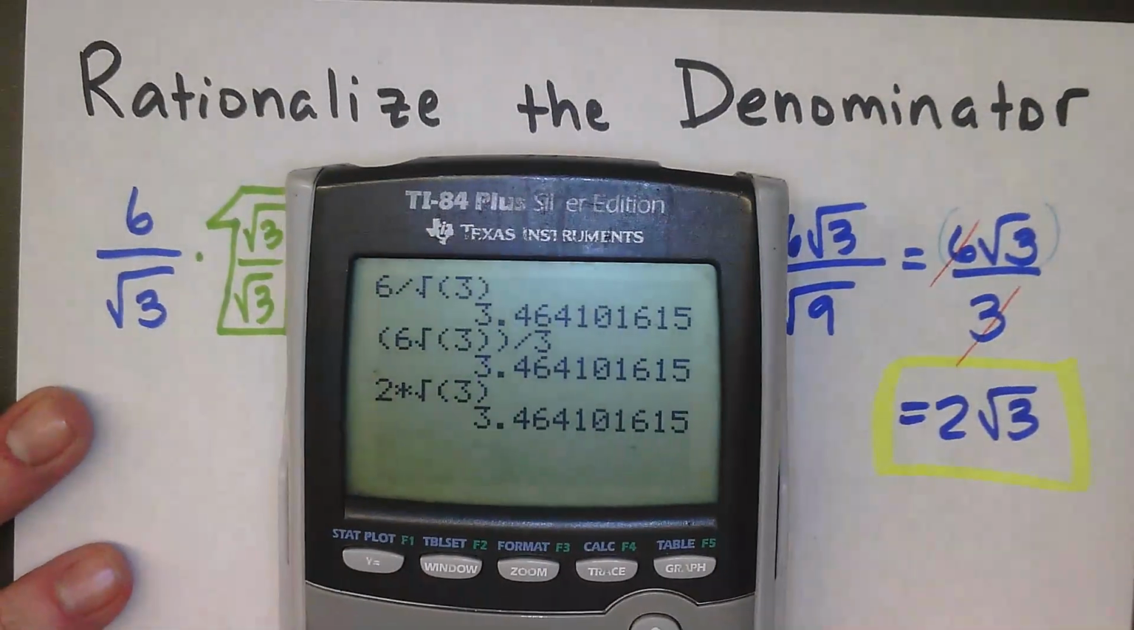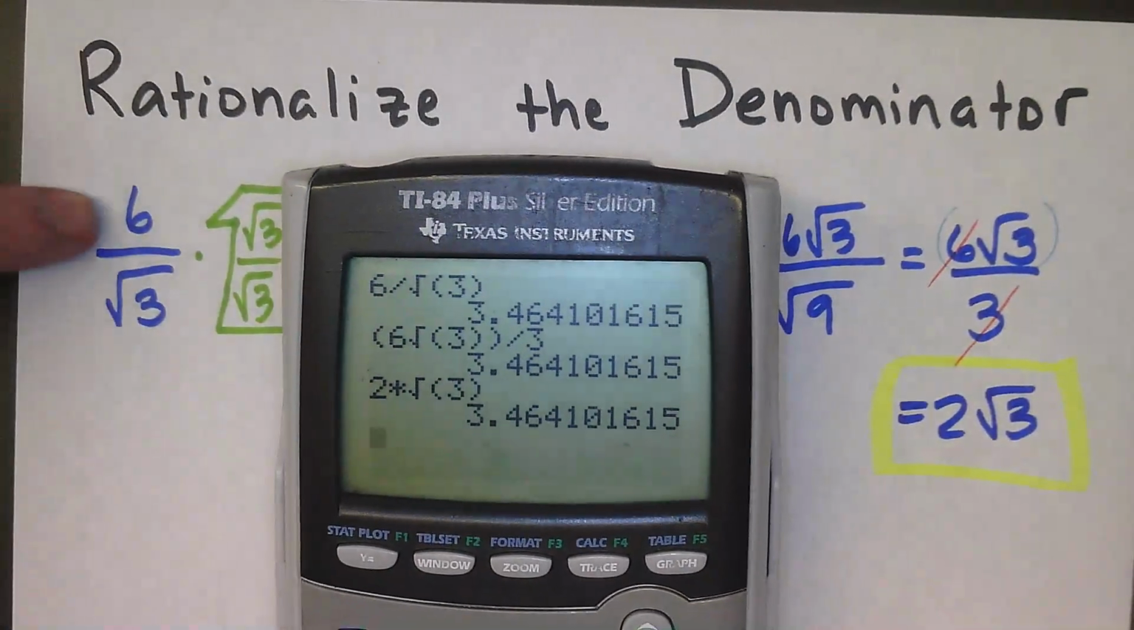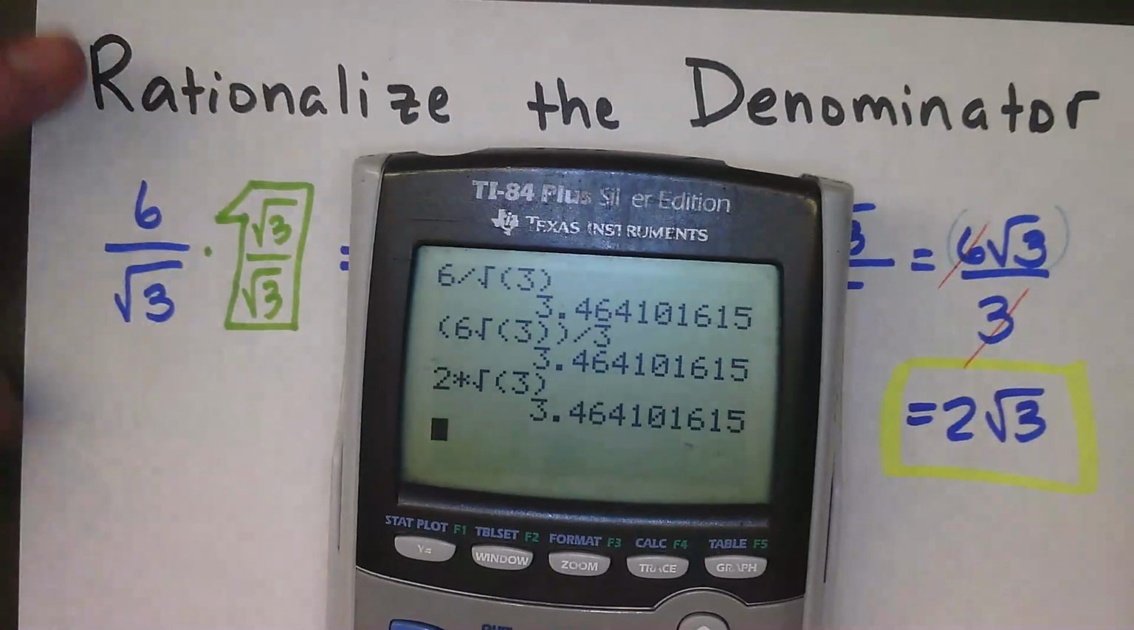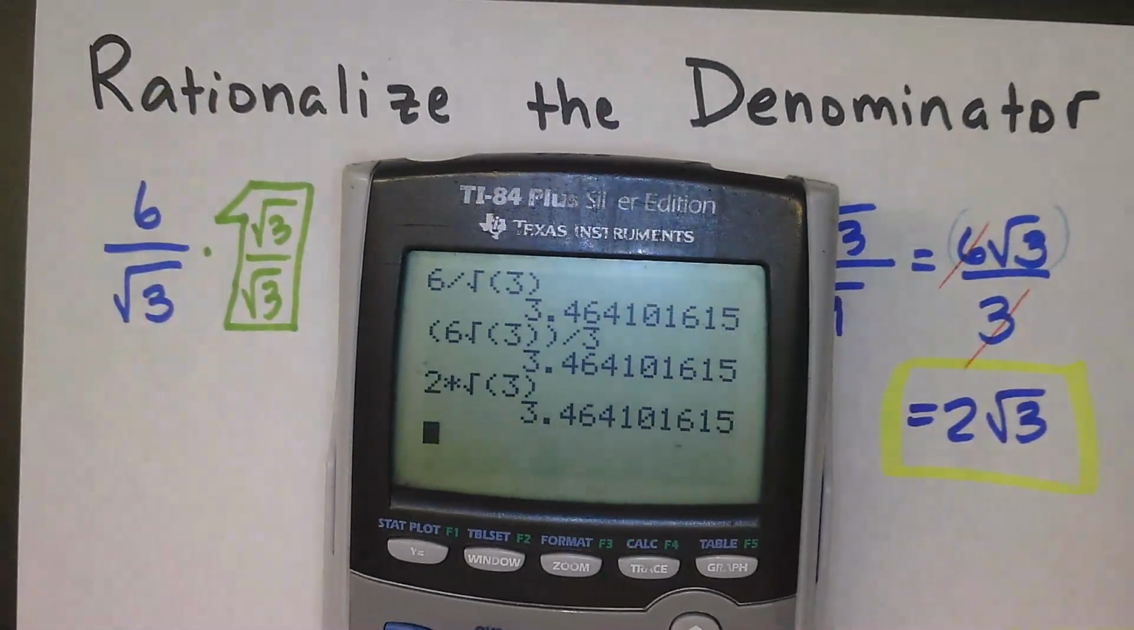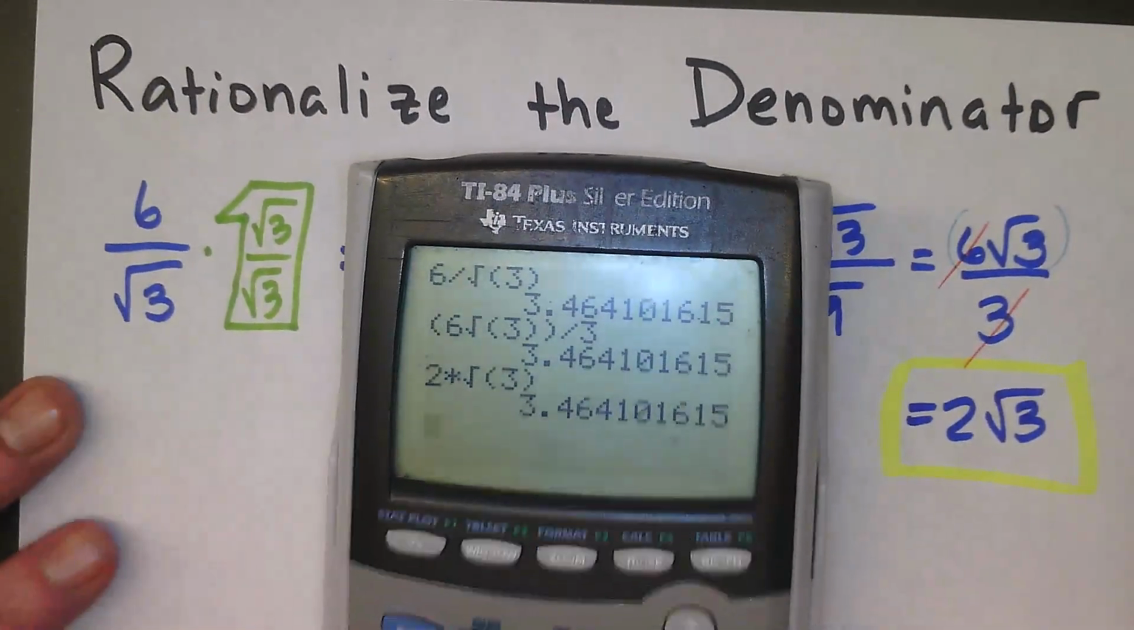Same answer every time, no matter what stage I was on, because I didn't change the value. I'm just simplifying. Look, I just multiplied by 1. Multiplying by 1 won't change any value.